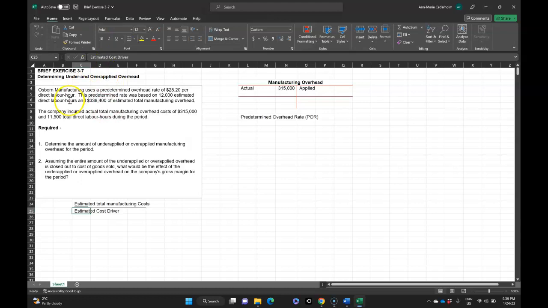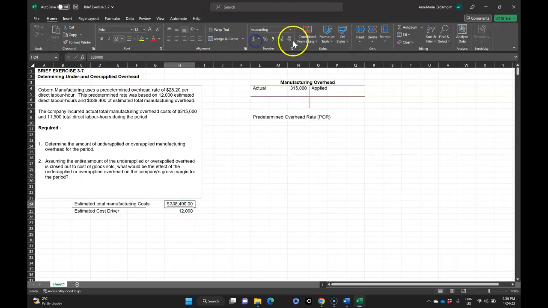Now here it said Osborne Manufacturing uses a predetermined overhead rate of $28.20 per direct labor hour. Now they calculated this because they estimated 12,000 direct labor hours. So they did this at the beginning of the year. So I'll put 12,000 on the bottom. And then on the top was their estimated manufacturing overhead. So that's 338,400. So just remember, it's always a dollar amount on the top and activity on the bottom. And I'll just say direct labor hours.